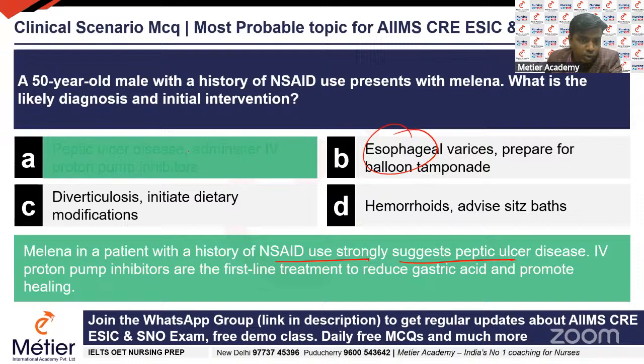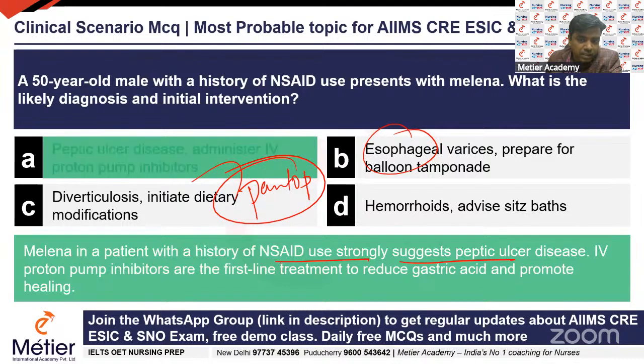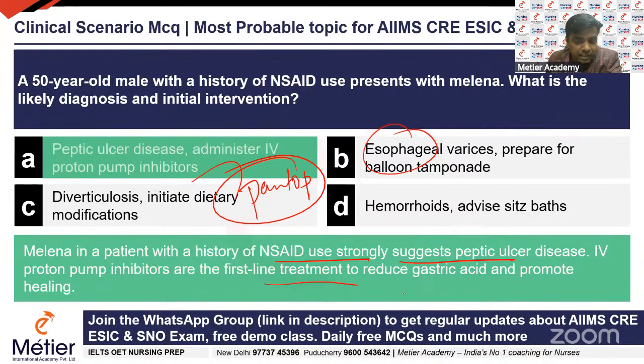Proton pump inhibitors. Which proton pump inhibitor do we use? We use pantoprazole. Yes, continuously we give pantoprazole. Okay. It's the first line of choice to reduce gastric acid and promote healing. Yes, a pantoprazole infusion will also start. Okay.